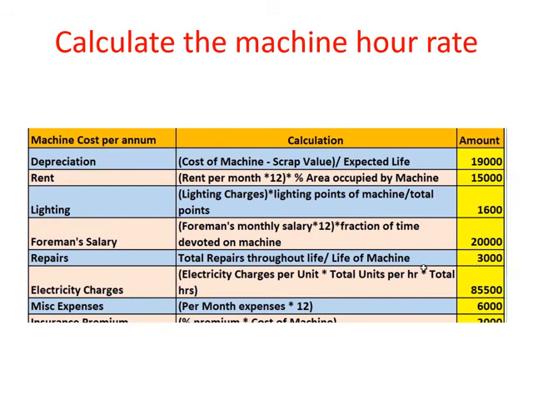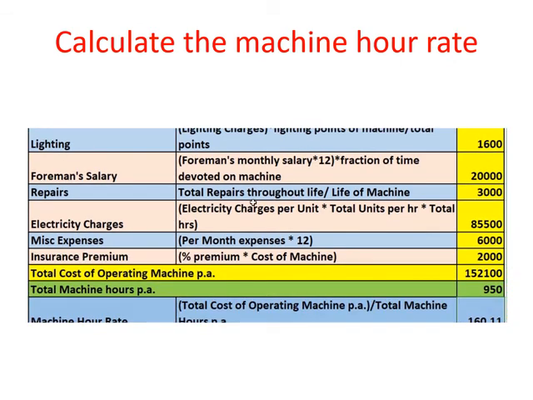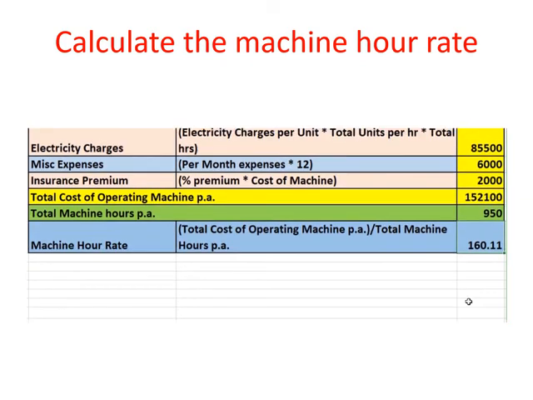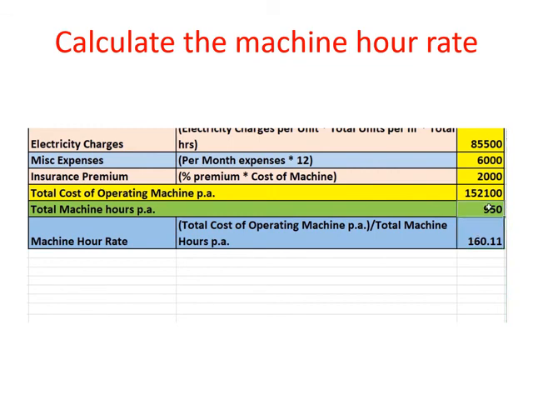All the particulars given in the question have to be used, and this is not a fixed format. So whatever data is given, those data have to be utilized and converted into per annum cost for the machine, and then that has to be divided by the number of operating hours to get the machine hour rate or machine cost per hour. Thank you.